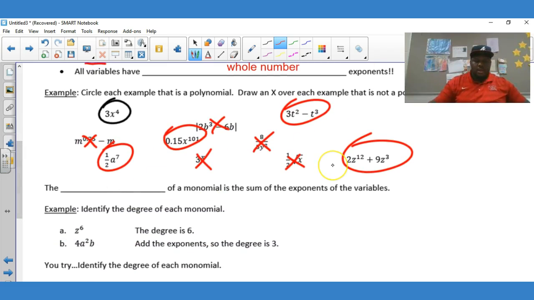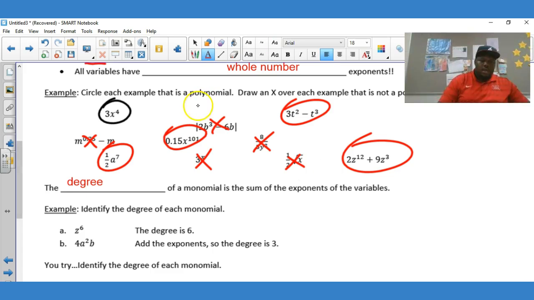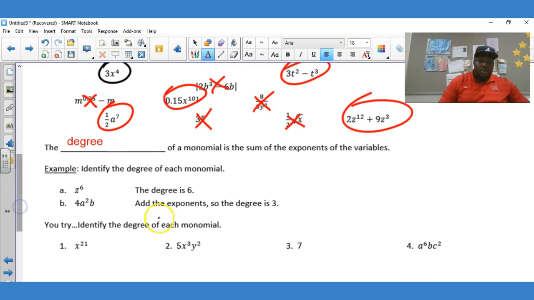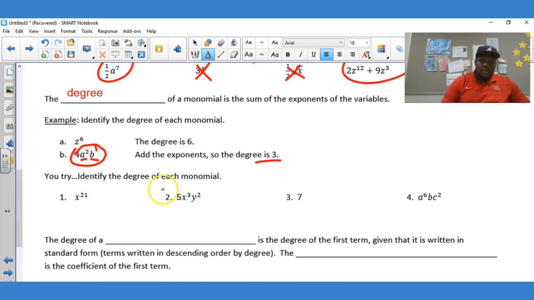Now we got another one, right? The degree of a monomial is the sum of the exponents of the variables. So the degree, that's just that. For example, this one, this is 6, so the degree is 6. Now look at this one. Look at the variables, look at the degrees. A has a degree of 2, B has a degree of 1. So the degree of this entire monomial is 2 plus 1, 3. The degree is 3.